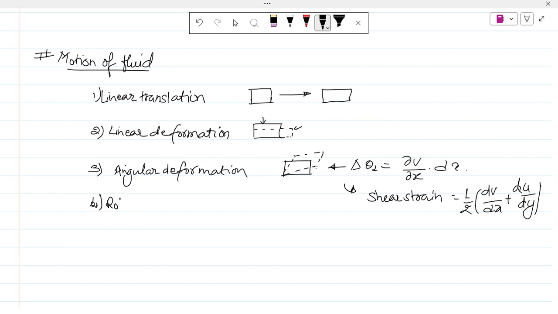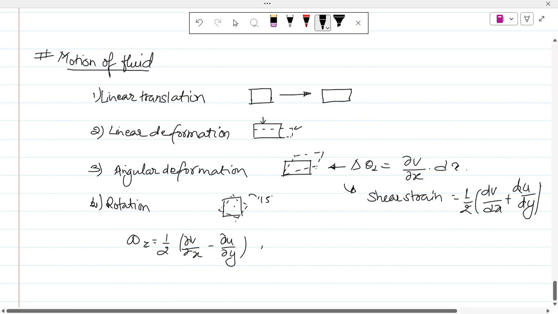Fourth is our rotation, where suppose we have this same fluid particle which undergoes rotation and forms a particle like this. It undergoes the rotation of, suppose, anticlockwise 45 degrees, then it forms like this. Here in this kind of rotation we have our omega to be half of dv upon dx minus du upon dy. This is the rotation, and this is for one dimension. This omega is set along this axis.